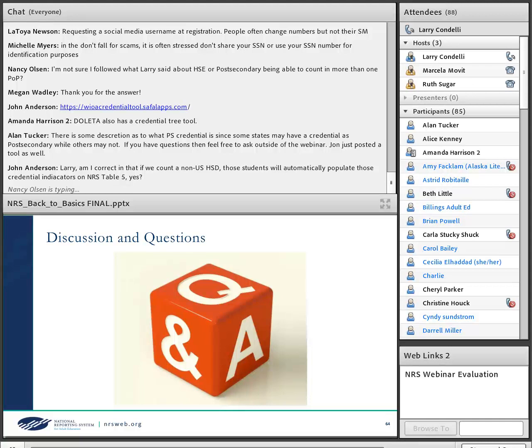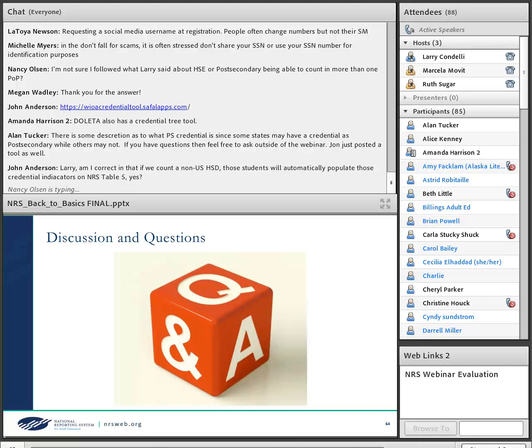And Table 5 has that. If you follow the instructions in Table 5, you'll see how to report that. So only one credential counts per POP per participant for the WIOA calculation. So basically your credential rate of your state. But you do report it in the Table 5. Great.